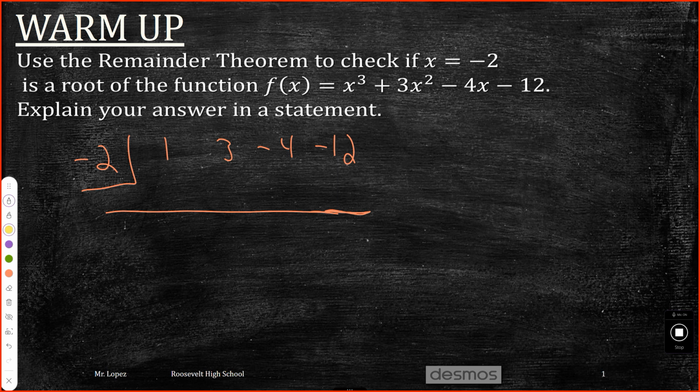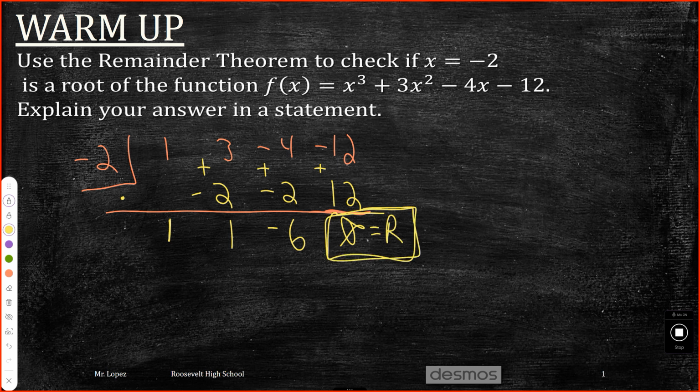Bring down the 1 to the bottom. We multiply. -2 times 1 is -2. Add. So what is the idea? Is that the remainder is 0. If the remainder is 0, then it is a root of the function. So it's the idea, not the process. Yes?